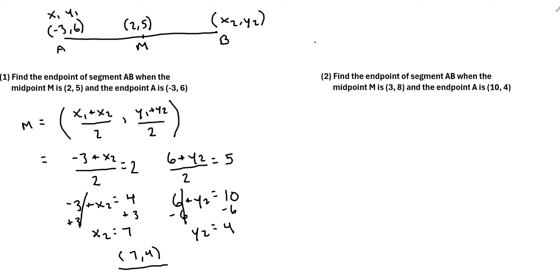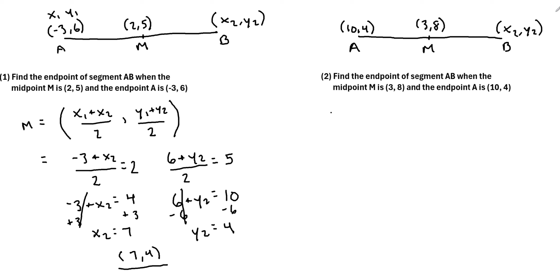Let's take a look at the second example. Find the endpoint of segment AB when the midpoint is 3, 8 and the endpoint A is 10, 4. So again, imagine we have some segment. We know the endpoint of A, that's 10, 4. We are also told the coordinates of the midpoint, that's 3, 8. And we want to find the coordinates of the other endpoint B. So we'll call these coordinates x2, y2. This is what we want to try to find.